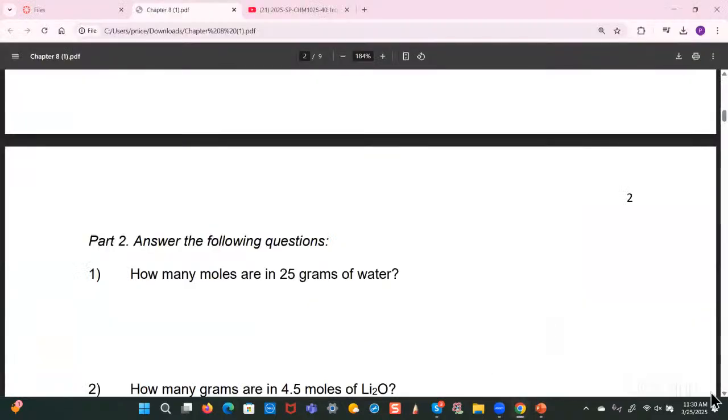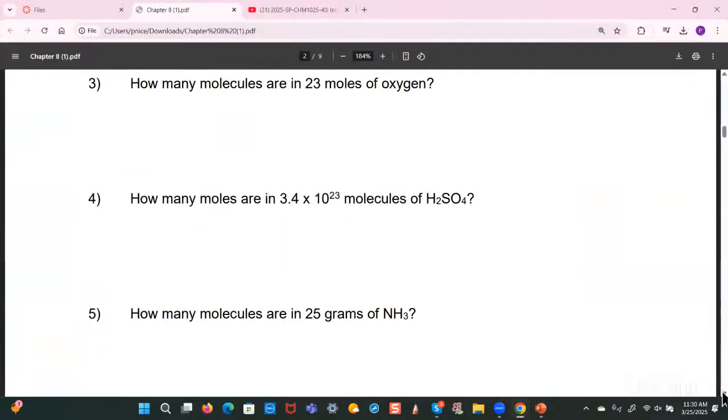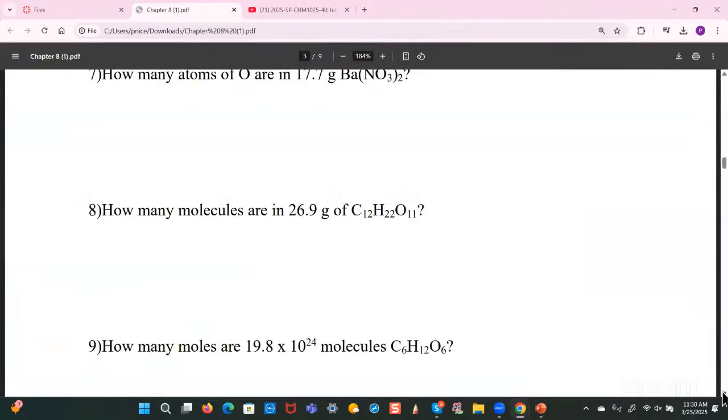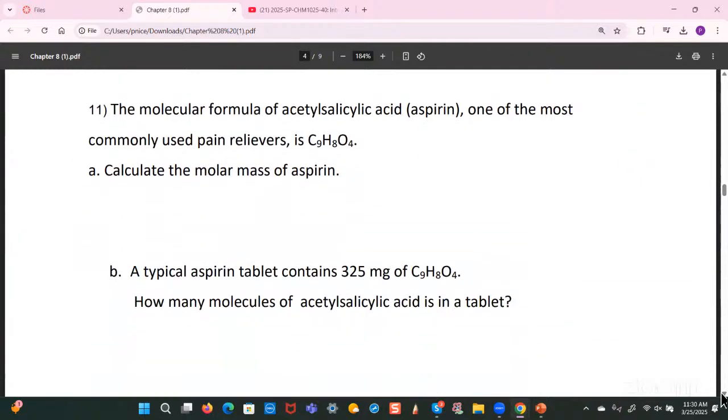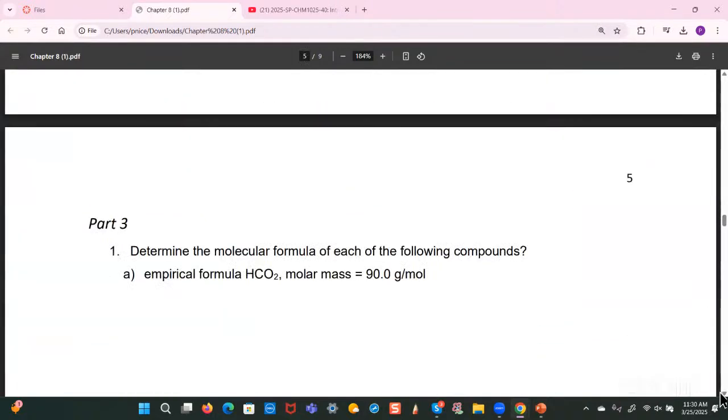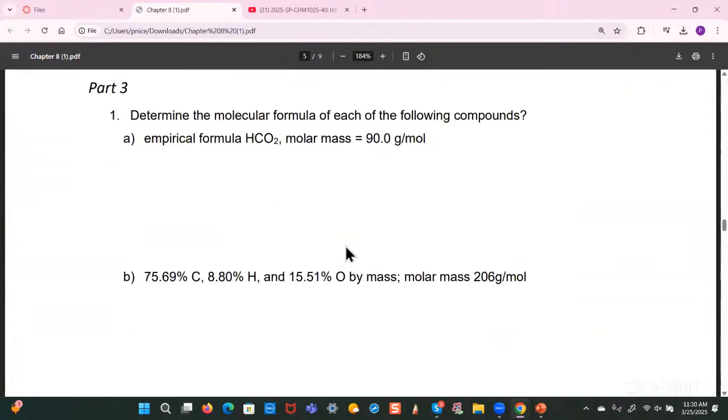And the question that we're going to look at here together, based on this topic, is not this question. This question, okay. So, part 3, number 1. This question says, determine the molecular formula of each of the following compounds. So, based on what we have just covered so far, how would you do A?